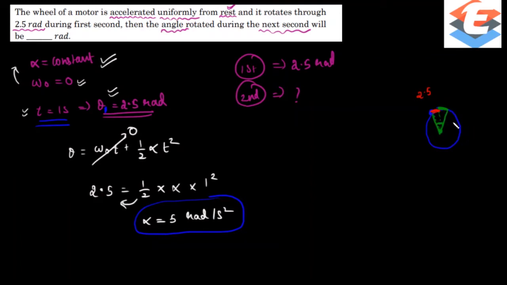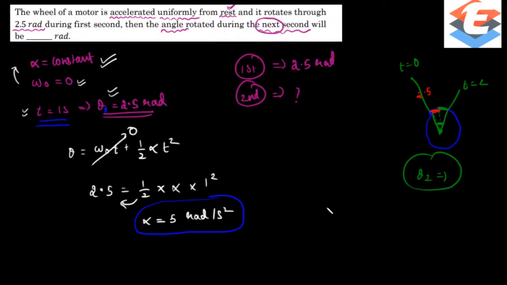Theta 2 will be this much, which means from the starting, from time equal to 0 until time reaches 2 seconds, this much angular displacement has happened. So that is going to be theta 2. Theta 2 is the angular displacement from the beginning. But what are they actually asking? They are asking us to find the angle rotated during the next second.